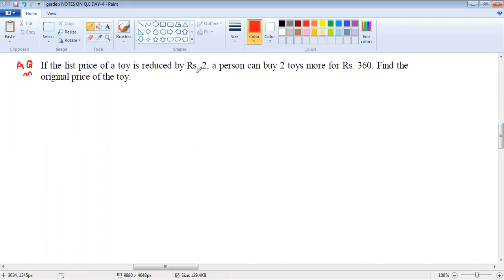Say if the list price of the toy is reduced by 2. So first of all, the list price is x rupees. Now it is reduced to x minus 2. Now the number of toys, we can suppose y. One can buy 2 toys more, that is y plus 2, for 360 rupees total amount. Have you understood? Yes, sir. Then can you help me how to do it?